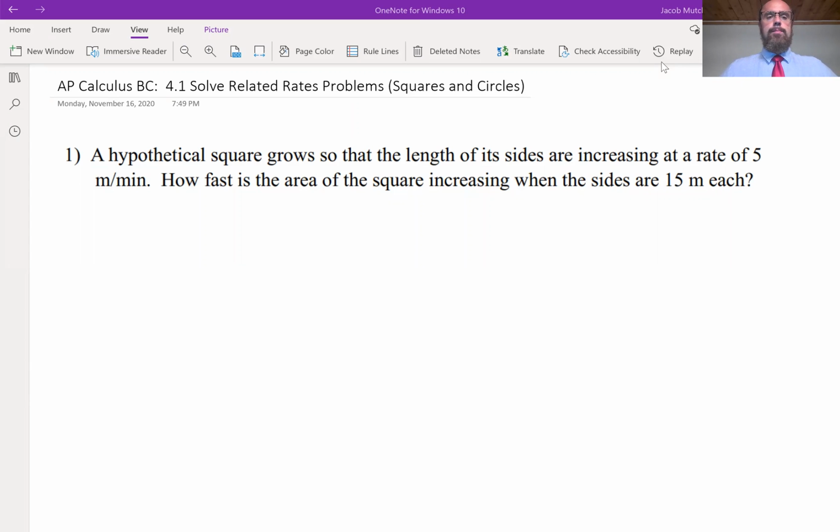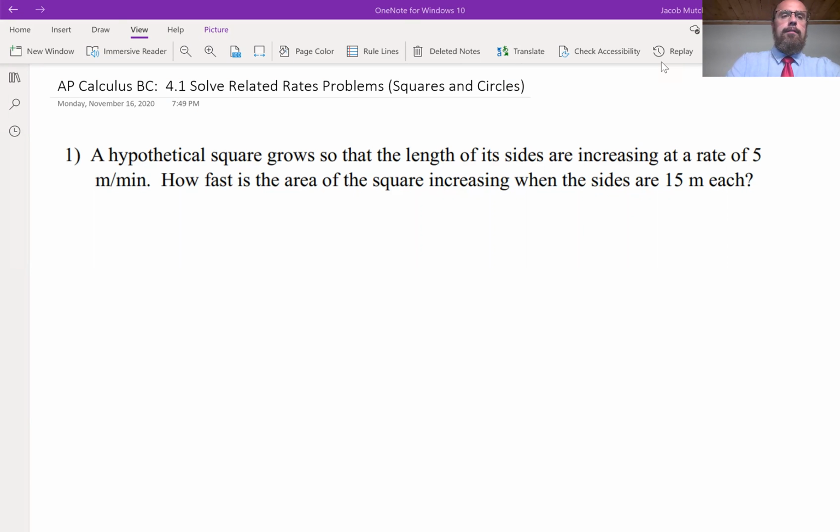Our first example is about a hypothetical square that grows so that the length of its sides are increasing at a rate of 5 meters per minute. The question we want to answer is how fast is the area of the square increasing when the sides are 15 meters each?